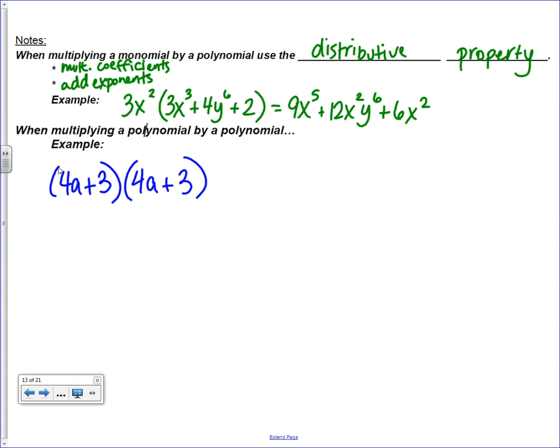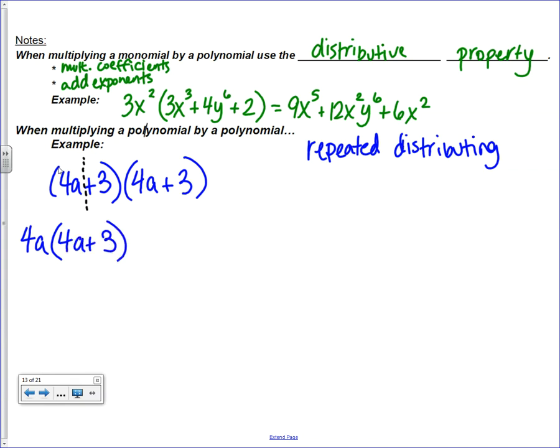But to do this, we are going to split them in half. But remember yesterday I called it repeated distributing. So what we're going to do is cut the first one in half. Does everybody see how I split it between the a and the plus sign? Yes? Okay, so that's going to be 4a, and we're going to multiply it by the other parentheses. Take this 4a times the other parentheses. Then we take the plus 3 and we multiply it by the other parentheses.